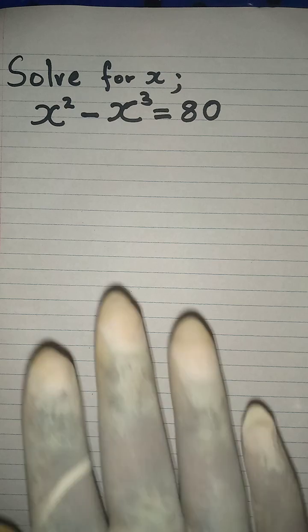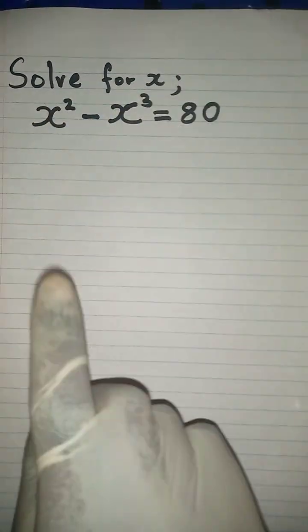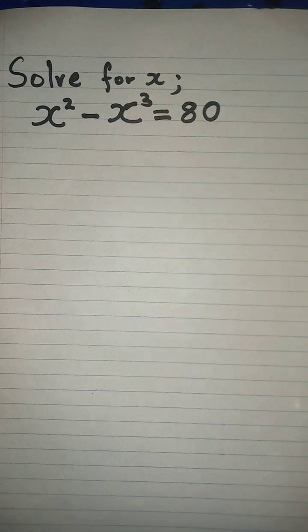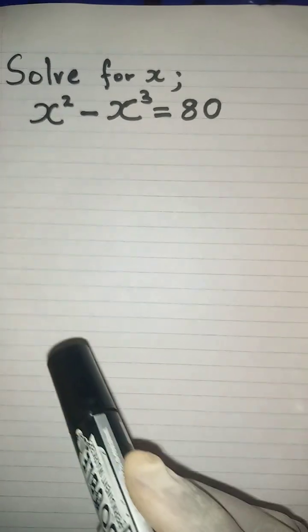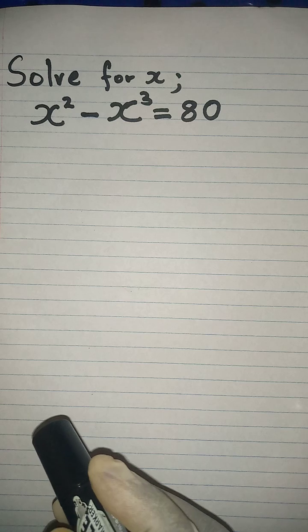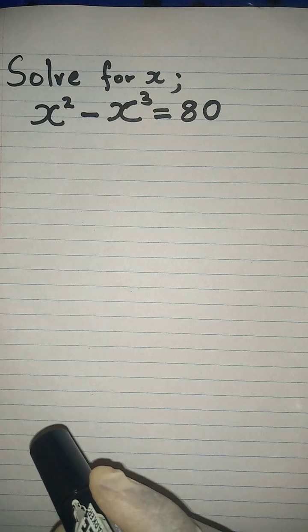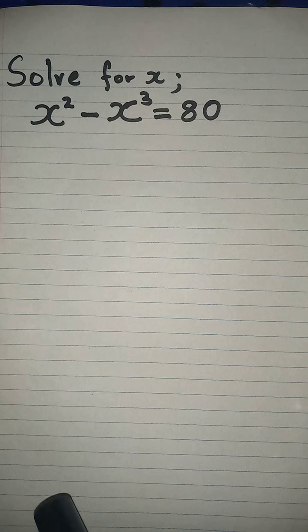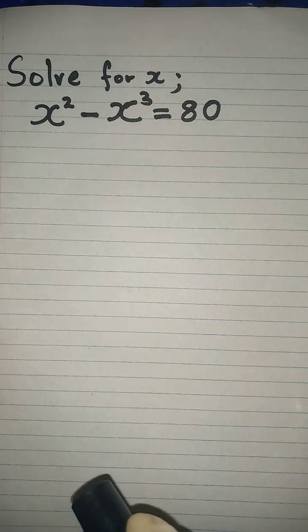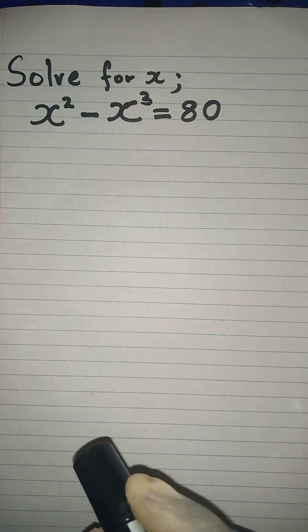So we are told to solve for the value of x in an exponential, something like a cubic function: x raised to 2 minus x cubed is equal to 80. I'm going to take you through step by step up to the final solution, where we're going to get the value of x and then get a chance to prove it or verify it. So feel free and watch up to the end.